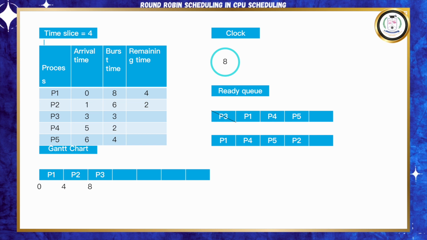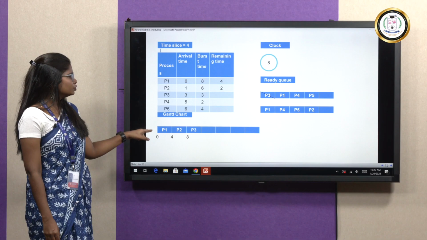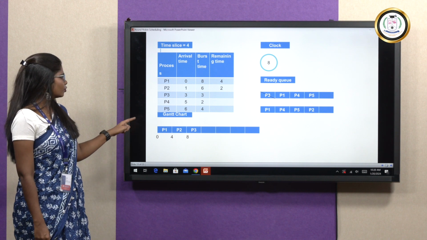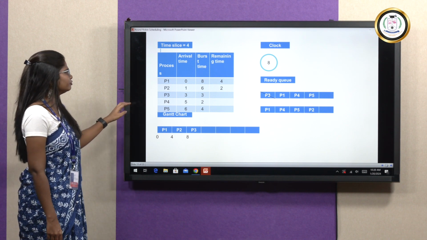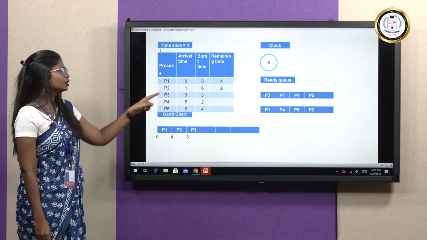Next, at clock time 8, the process P2 will complete its time slice, as it gives 4 milliseconds for each and every process. P2 will take 4 milliseconds for its execution, and it has some remaining time of 2 milliseconds left, and it will be added to the ready queue again.